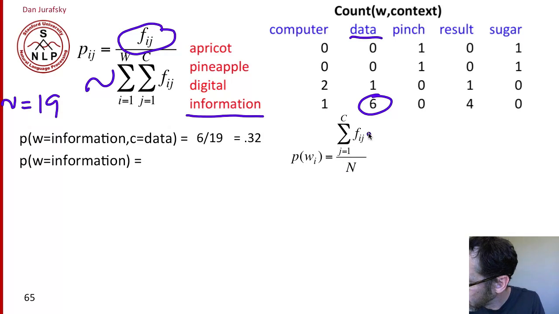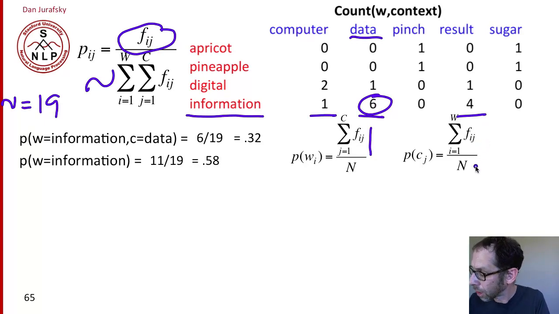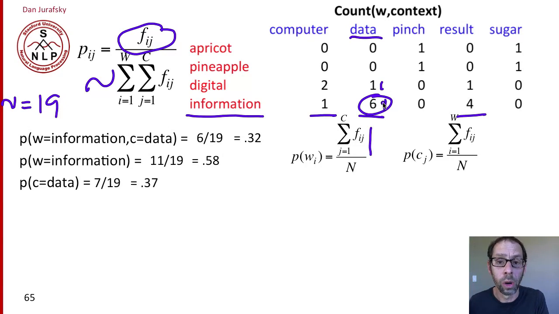For the probability of a word, we just sum a row over all contexts that word can occur in. So the word information occurs 11 times, once in this context, plus 6, plus 4. So we have a total of 11 over N of 19, or 0.58. That's the probability of a word. We do the same thing for contexts. We sum over all words that context occurs with, over those counts, and normalize. So for the context data, we have a 1 plus a 6, so 7 over 19, or 0.37.